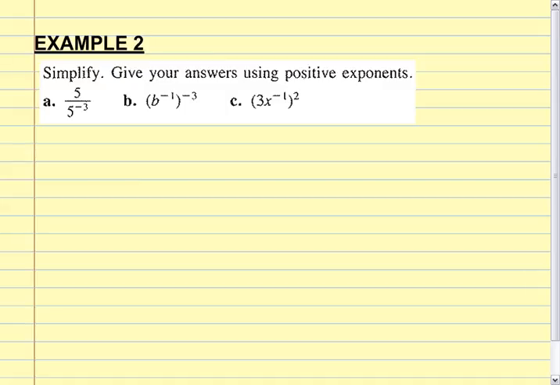Okay, example 2, it says simplify. Give your answer using positive exponents. So they don't want us to simplify it, I mean, in the sense that they don't want us to give the number. They want us to give a base and an exponent. So we don't have to multiply it out.